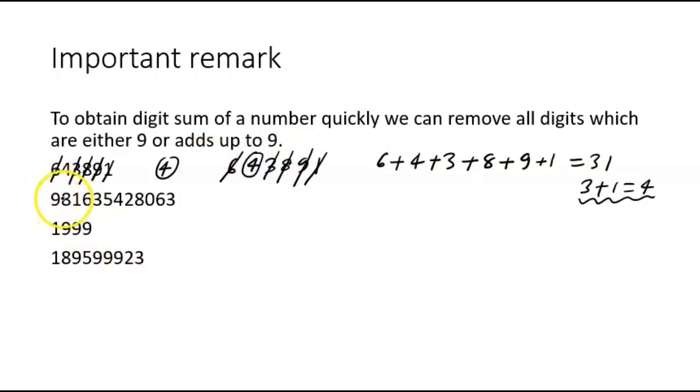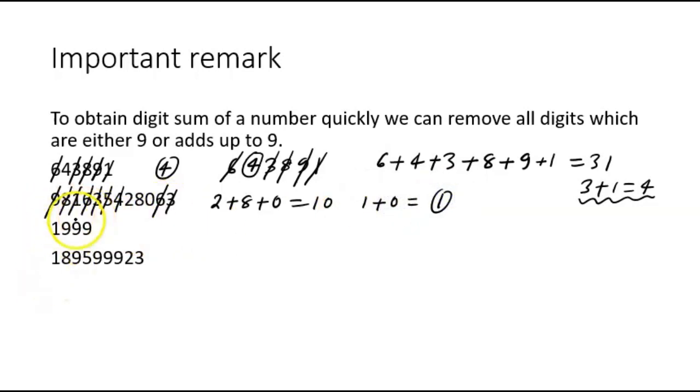Let us look at this again. So I am going to cross those numbers which are either 9 or adding up to 9. So 9 is crossed, 8 and 1 is also 9, so this is also crossed. 6 and 3 adds up to 9, crossed. 5 and 4 adds up to 9, cross. And here also you will see 6 and 3 adds up to 9, it is also crossed. And in the end we are getting 2, 8 and 0, so I get 2 plus 8 plus 0, that is equal to 10, and then I add 1 plus 0 and I get 1. So the digit sum for this big number is equal to 1.